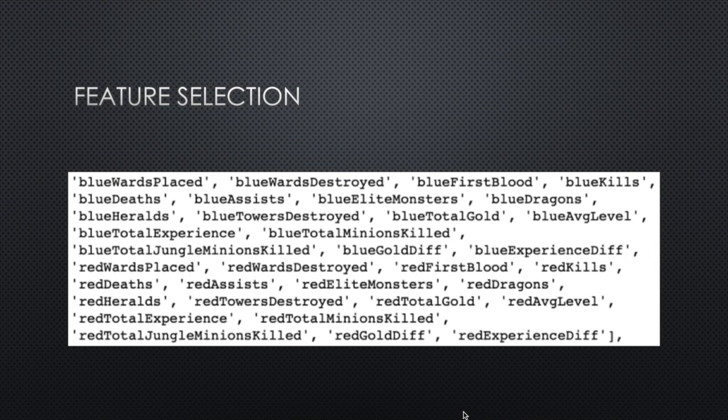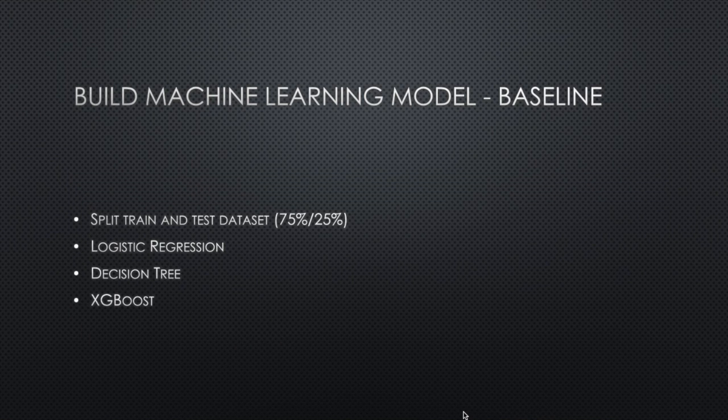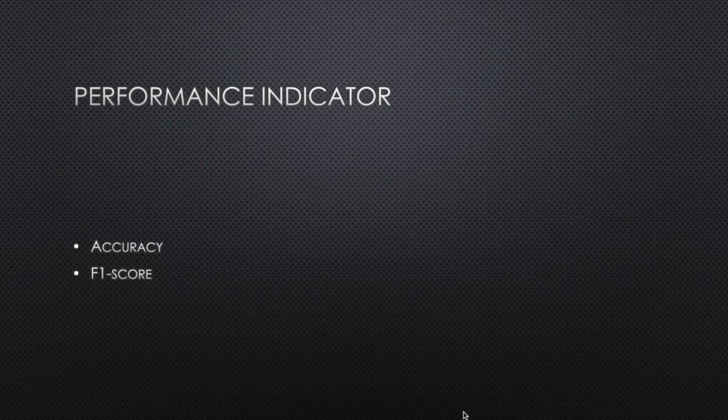We kept most of the features in the original dataset and removed some redundant features. In the next step, we're going to start building the machine learning model. Here we split the dataset into train and test sets. We picked 3 algorithms for baseline performance evaluation: logistic regression, decision tree classifier, and extreme gradient boosting. For the performance indicator, we will choose accuracy and F1 score since this is a binary classification problem.